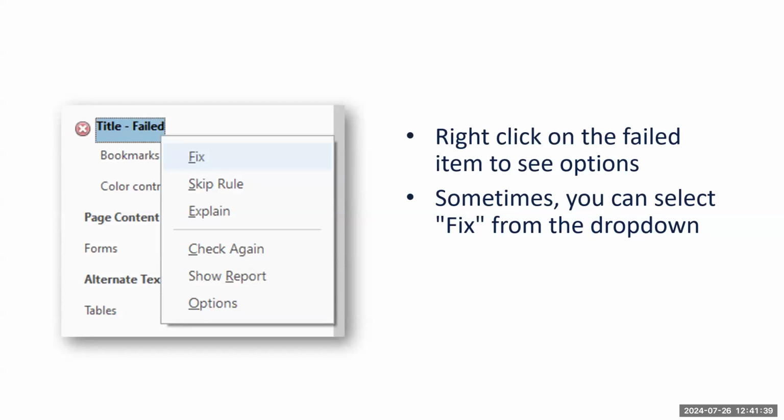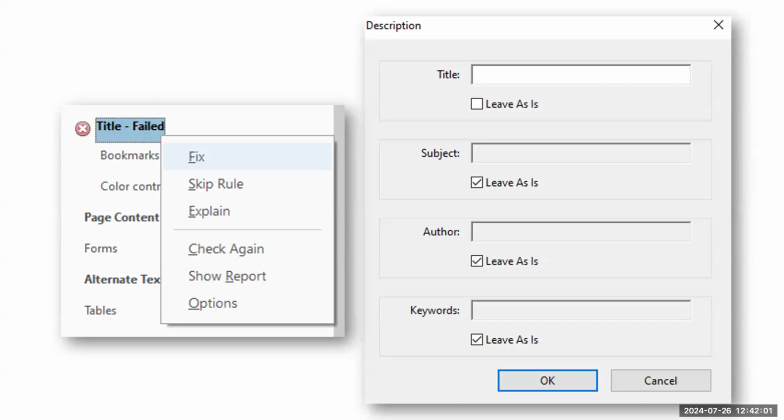All right, here are a couple more tips for when you see a failed item in the accessibility checker. These weren't reviewed in the previous example, but they can be super helpful. You can right-click on the failed item to see options, and then sometimes you can select Fix from the dropdown. When you select Fix, it will bring you right to where you can make the correction in Adobe. Like here, I clicked Fix on the title failed error, and it brings me to where I can go ahead and just enter the title and then click OK to save it.